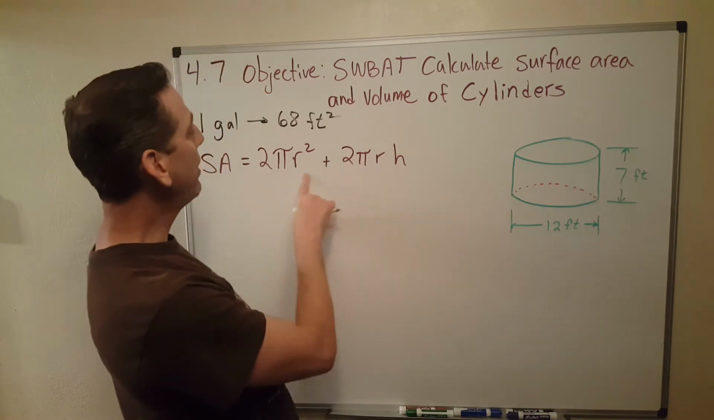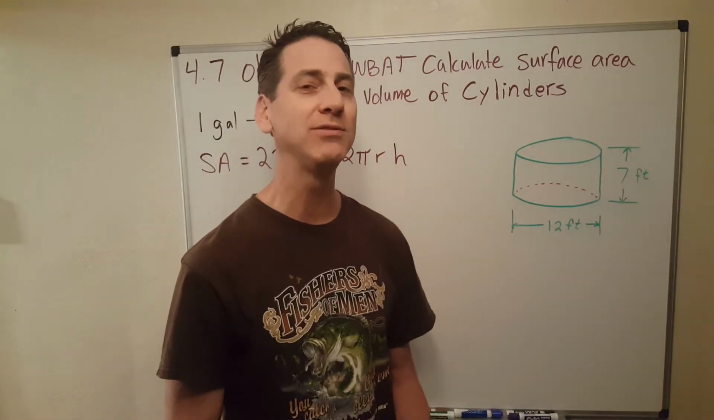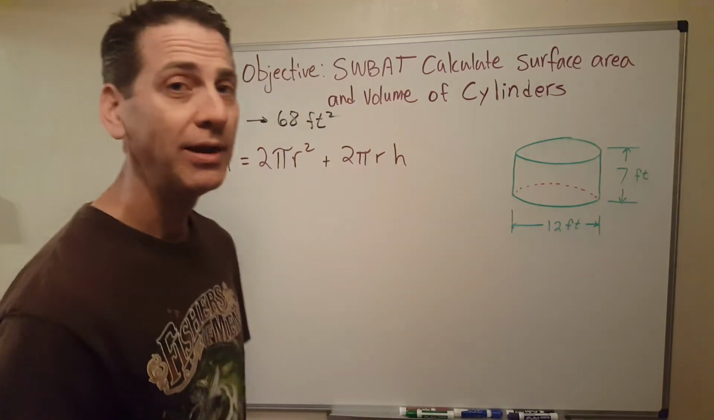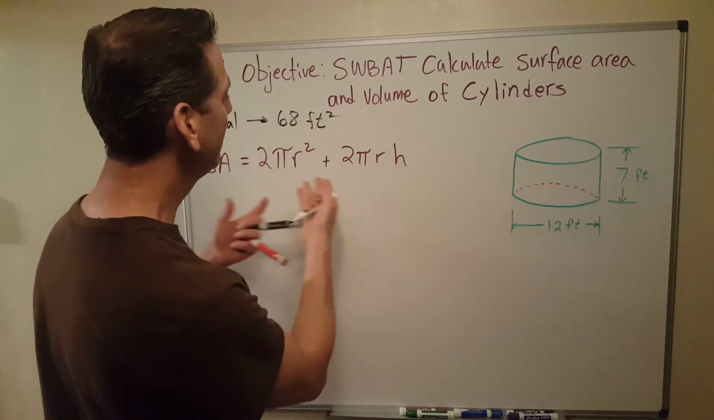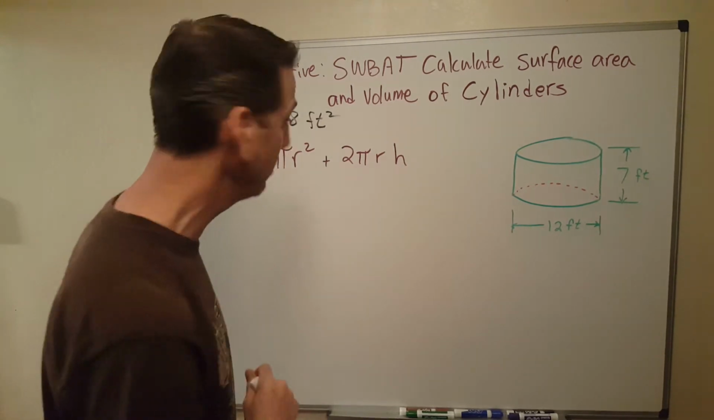So 2 pi r squared plus 2 pi r h is going to give me the surface area of my cylinder. This is on the notes, on the formula sheet, but it's good to know how to recreate it in case you forget the formula or you don't have access to it.